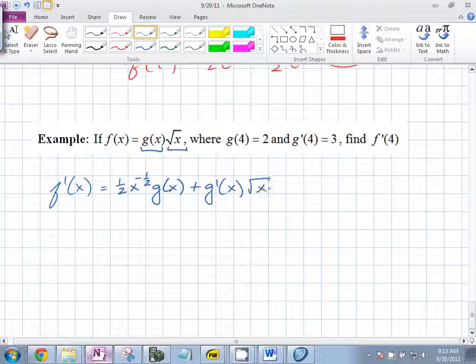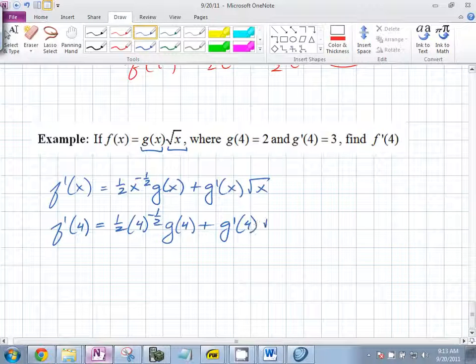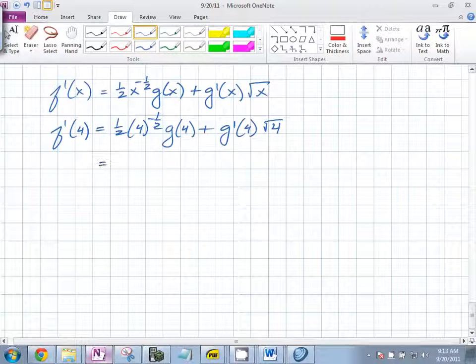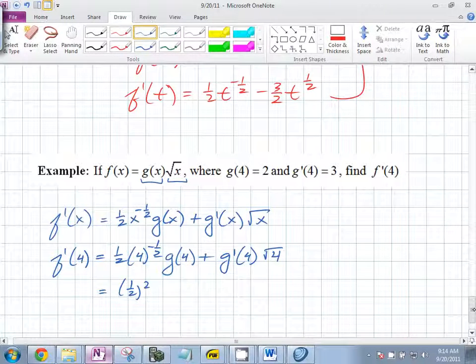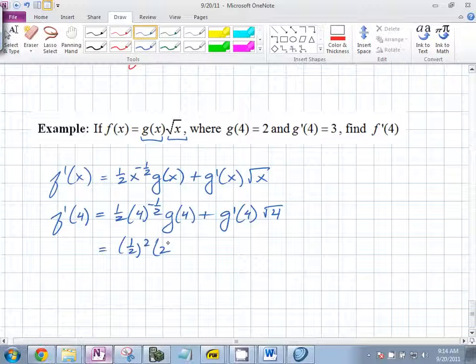So if you wanted f prime of 4, what does that equal? 1/2 times 4 to the negative 1/2 times g of 4, plus g prime of 4 times the square root of 4. What's 4 to the negative 1/2? It's 1 over the square root of 4, which is 1/2. What's g of 4? 2. What's g prime of 4? 3. And the square root of 4 is 2. So this equals 1/2 plus 6, so it's going to be 13 over 2.